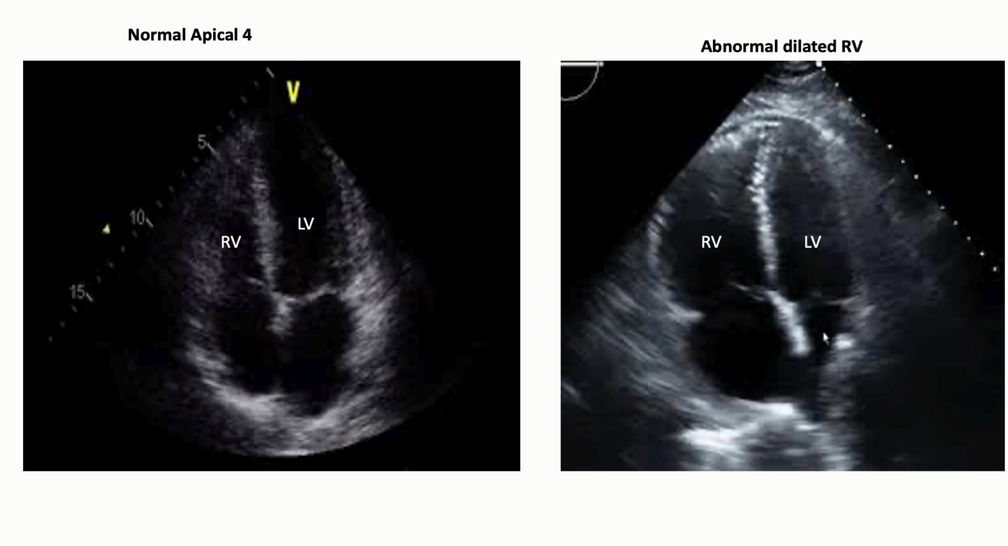And that can be one of your first clues that there could be a problem, although you have to take this in clinical context because there are many patients with COPD, emphysema, or other chronic lung disease which can have chronic pulmonary hypertension and a chronically dilated RV.